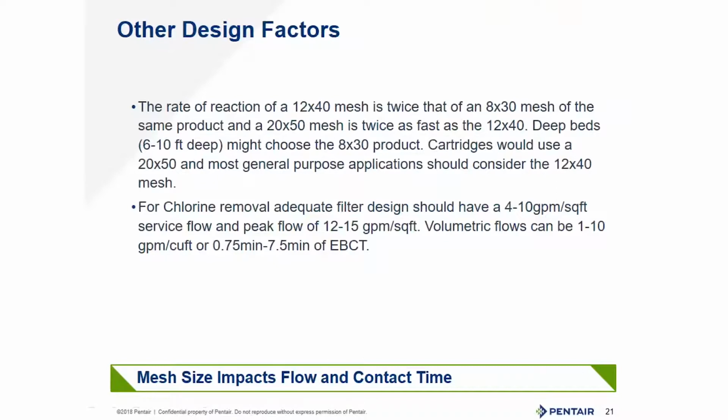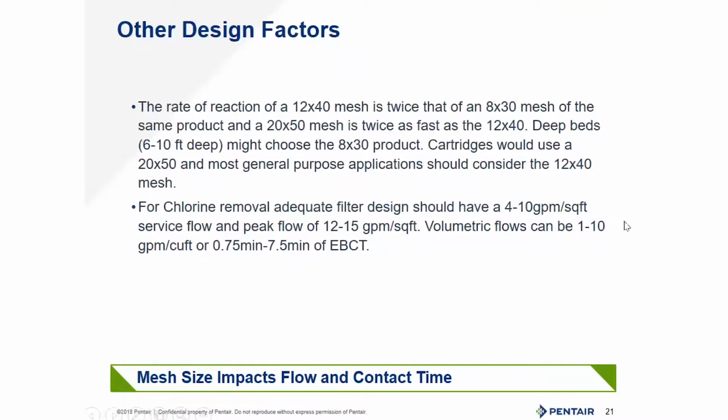So general purpose application should consider a 12 by 40 mesh. 8 by 30 is generally reserved for more commercial or industrial applications. And a 20 by 50, that's a really tight mesh for really particular customers. So for chlorine removal, an adequate filter design should have 4 to 10 GPM per square foot of surface flow with a peak of 12 to 15.